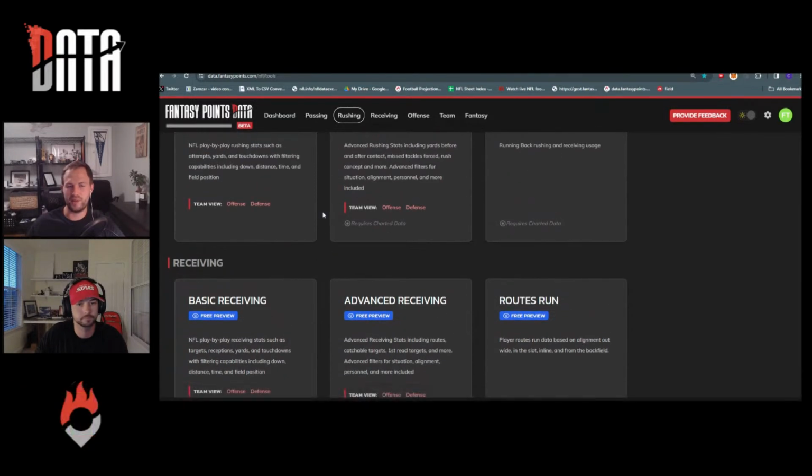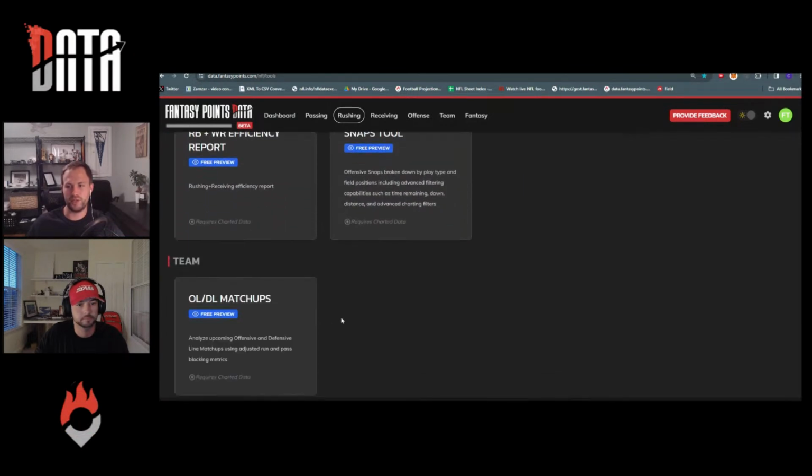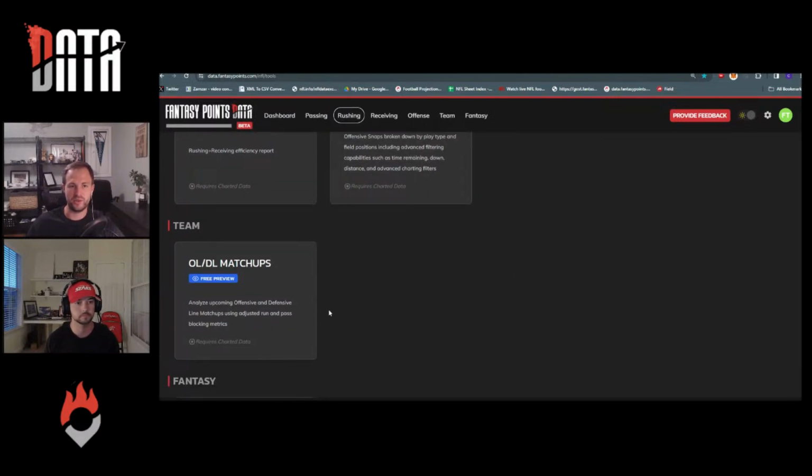Some new stuff coming. We're working on something similar to our O-line, D-line matchups. We're looking at QB and wide receiver coverage matchups. So basically taking what coverage teams' defenses play most often and comparing that to how receivers perform in those coverages, and having a simple tool that'll give you grades of, this receiver does really well against these coverages that this defense plays a lot. He might be a sneaky start this week.